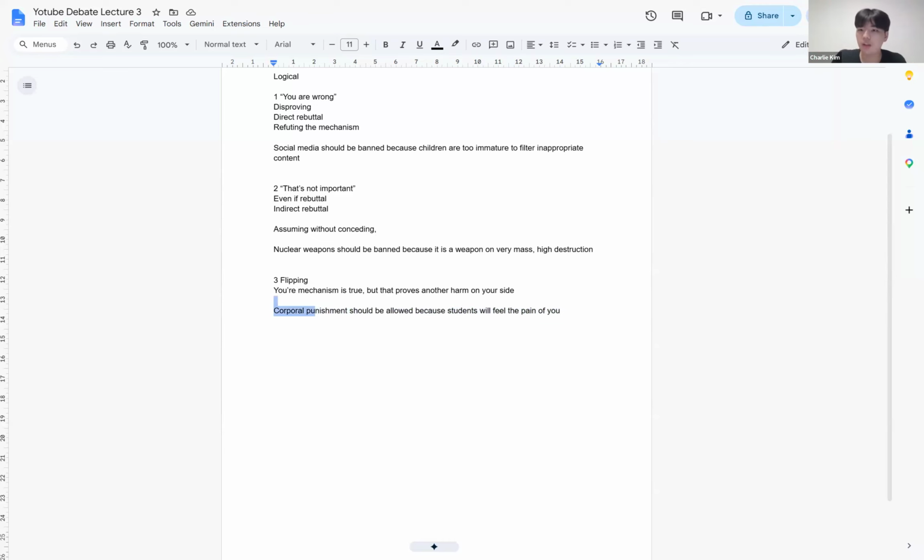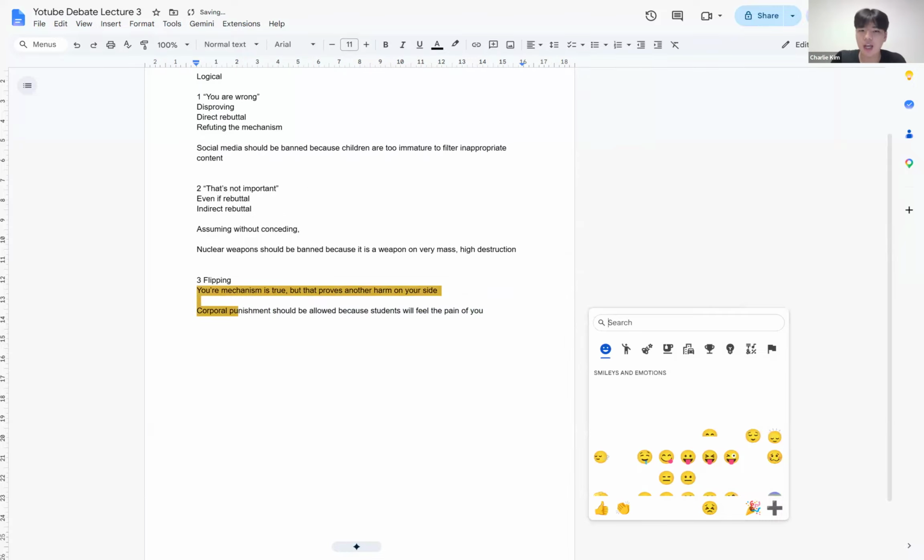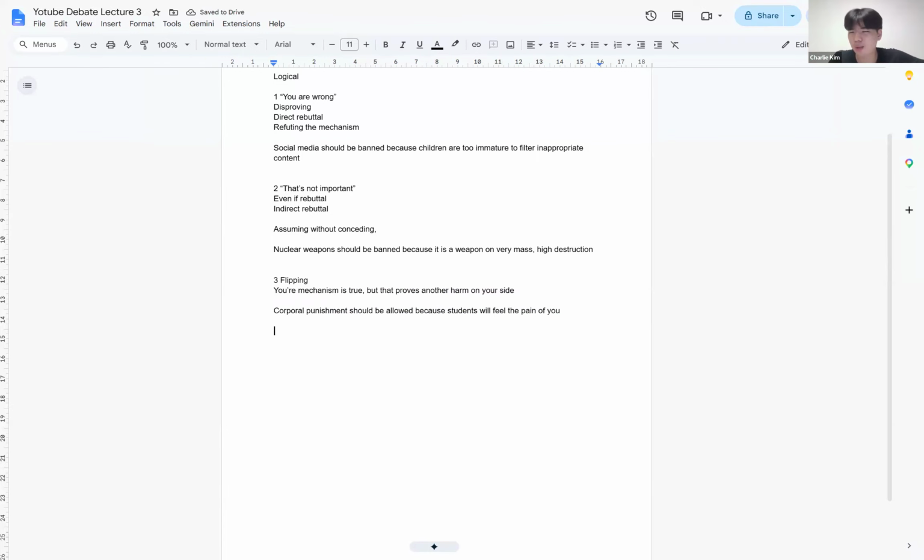They're going to hate the teacher. They're going to hate studying. They're going to hate school, and regardless of any of that, they feel a lot of pain, which is abusive, which is bad for the children, which we should not do. So it is using their mechanism to draw out an impact that harms their side and benefits your side. So you can say that this proves another harm on your side, or proves the benefit on our side, like preventing the harm or adding a benefit. So that's one part of flipping, I think.